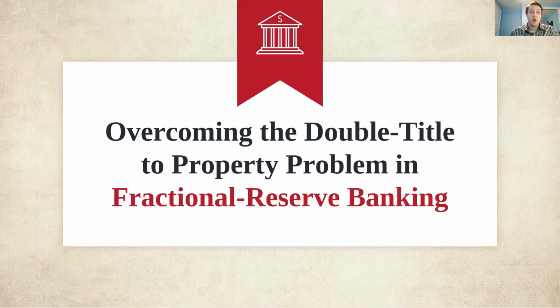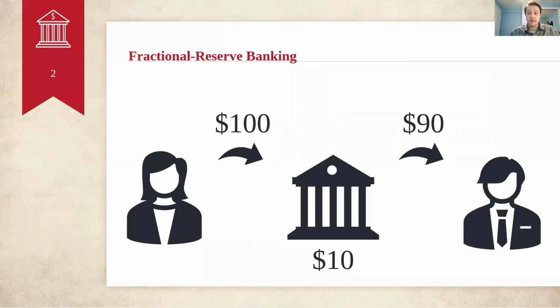Today I'm going to be talking about overcoming the double title to property problem in fractional reserve banking. So fractional reserve banking is the form of banking which we are most familiar with today. When we deposit money into the bank, the bank takes some proportion of the money and lends it out to others who borrow the money at a specified interest rate. In turn, the bank pays the depositor interest on their deposits. In this way, the bank acts as a credit intermediary between depositors and the borrower.